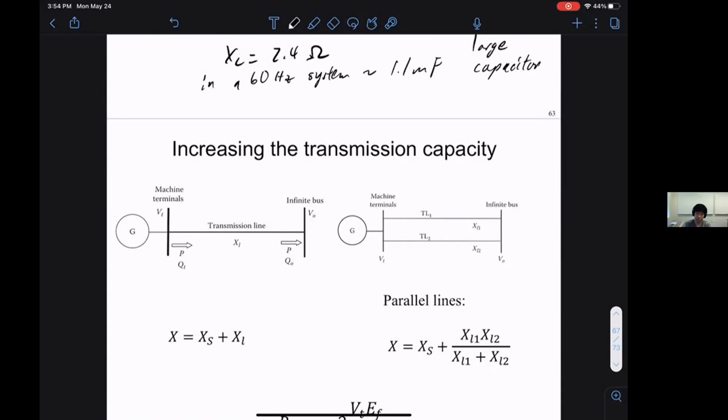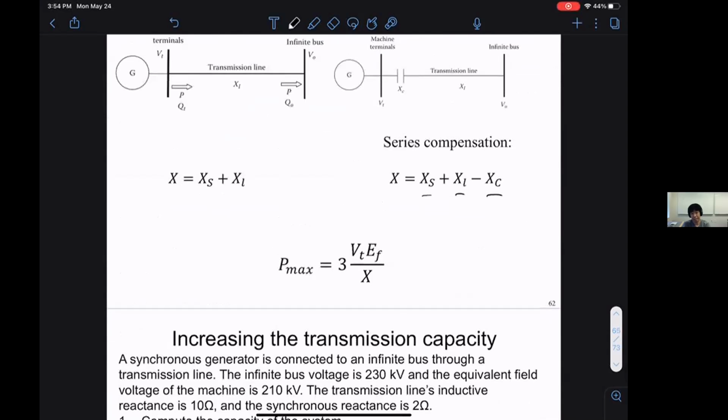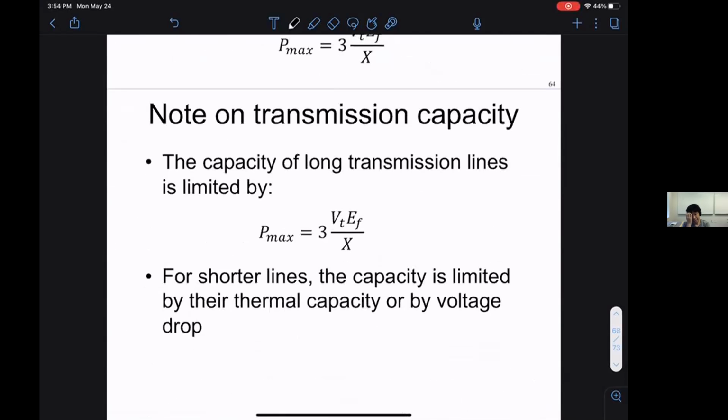Both are strategies, but building parallel lines cannot cancel out XS. It can only make XL smaller. Adding a capacitor can cancel everything, but normally we cannot add too large of a capacitor. Again, this transmission capacity, this P max, comes up quite a bit in power engineering.